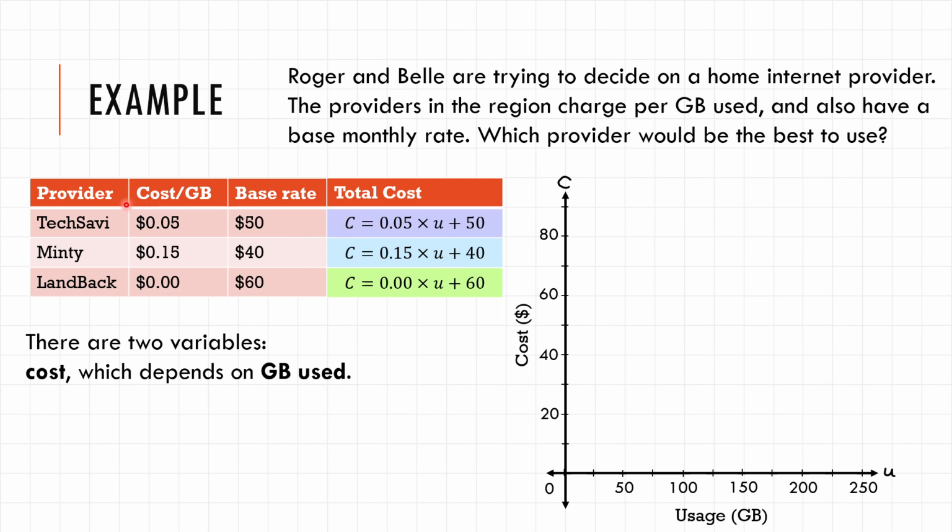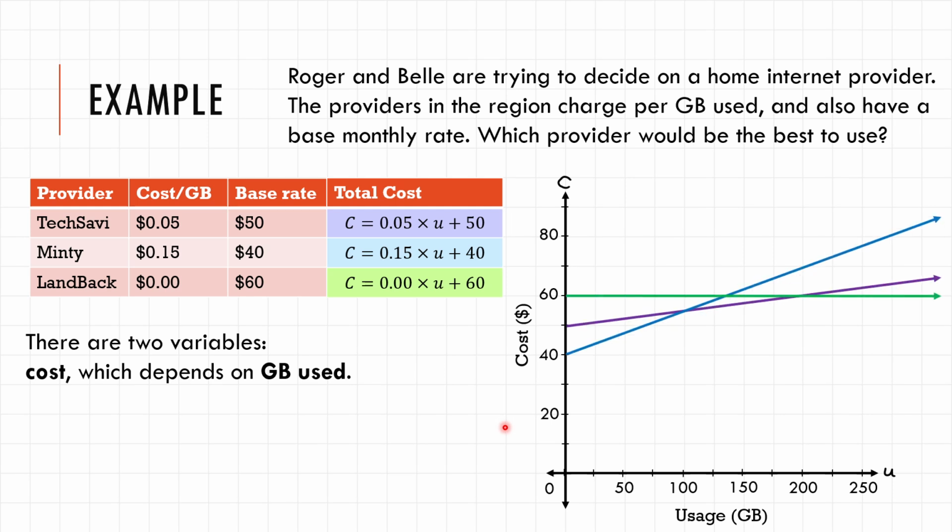So the cost for Tech Savvy is 0.05 multiplied by U. So this is 5 cents times the number of gigabytes plus $50 no matter what. Even if U is 0, 0 times this is 0 plus 50 is still 50. So that's the base rate. For Minty, it is 15 cents per gigabyte times the number of gigabytes plus $40. And for Landback, it is 0 times U plus 60. So I don't really need to write 0 times U at all.